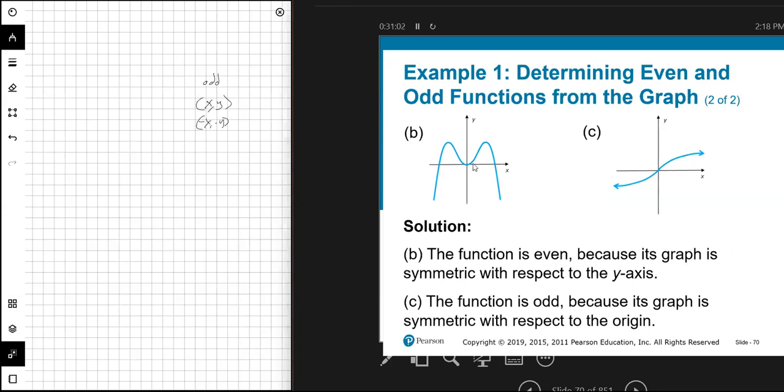Okay. With even functions, if you have that situation where (x, y) is on the graph of the function, then (negative x, y) is also on the graph. So that's something to think about.